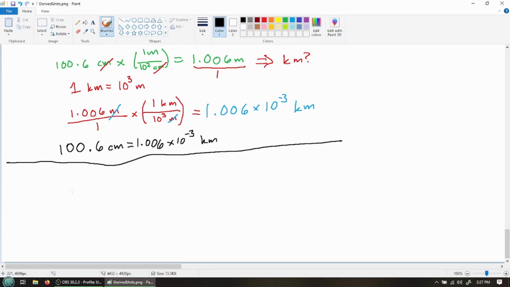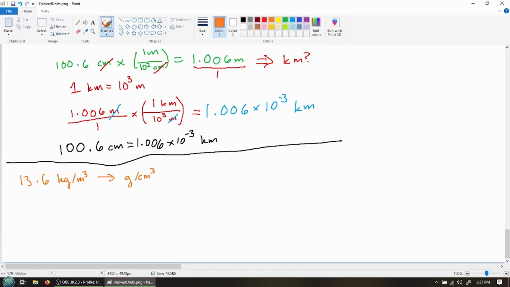So let's do one last simple example. I would challenge you later to try one with, you know what, let's just do one example with density, okay? So we're going to start out with a measurement that's 13.6 kilograms per meter cubed. And we want to take this and go to grams per cubic centimeter.